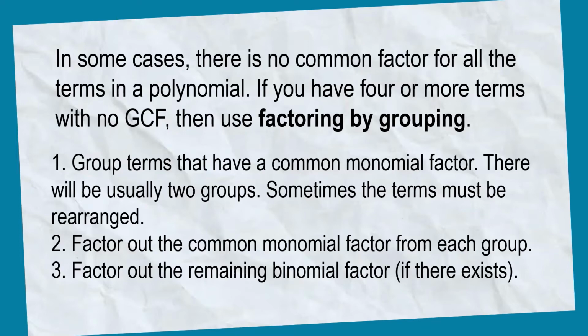First, we need to group the terms that have a common monomial factor. There will be usually 2 groups and sometimes the terms must be rearranged. Number 2, factor out the common monomial factor from each group. And number 3, we need to factor out the binomial factor.